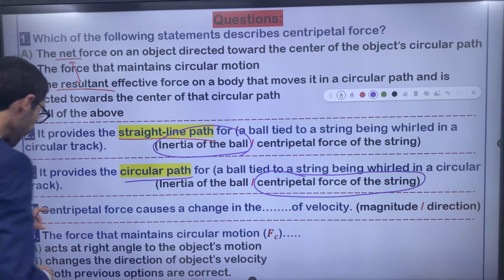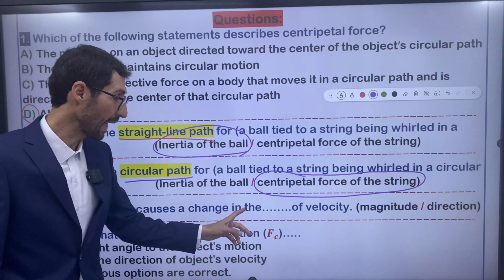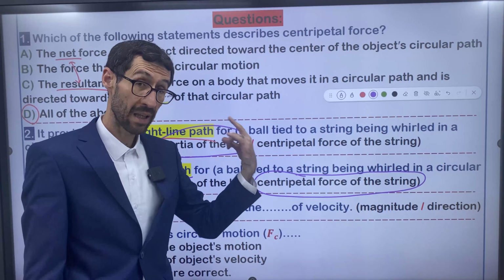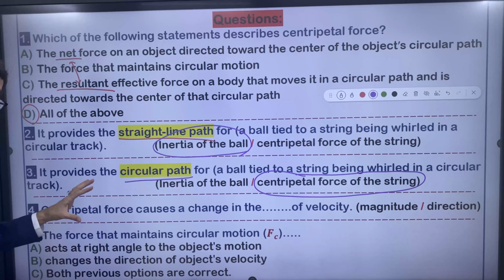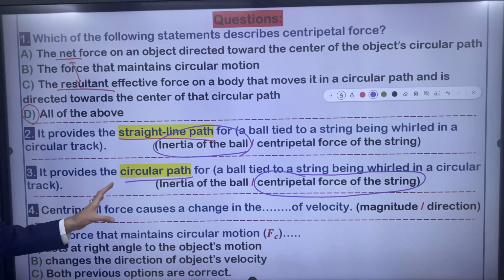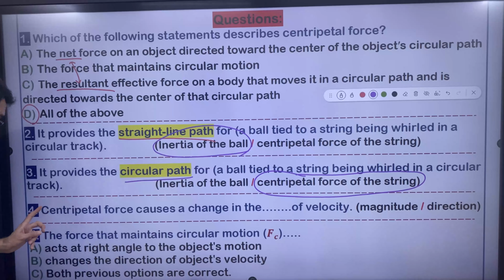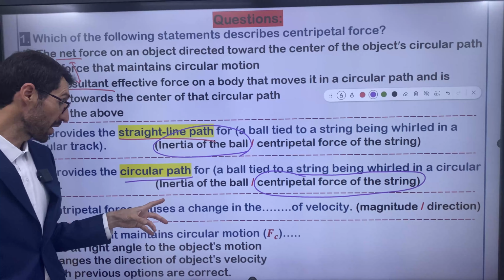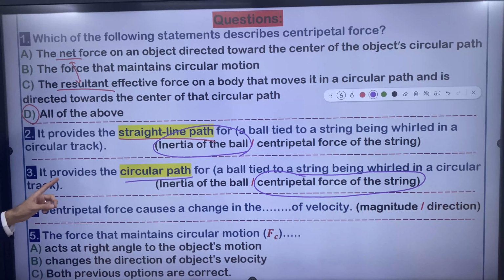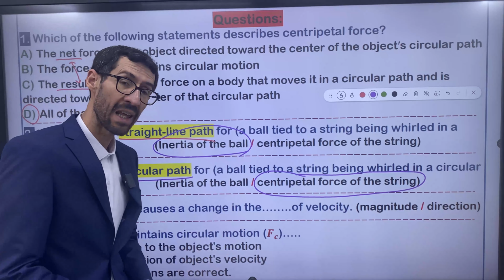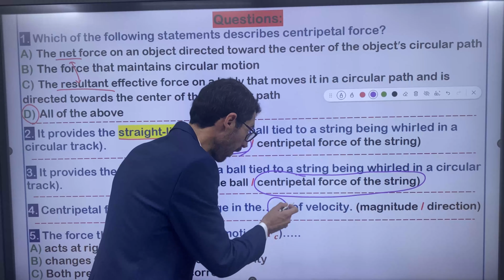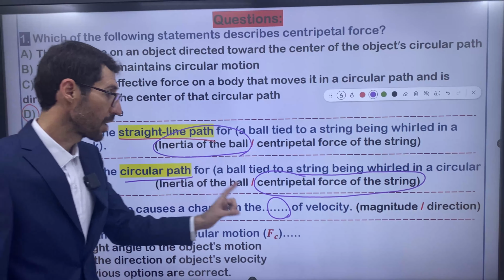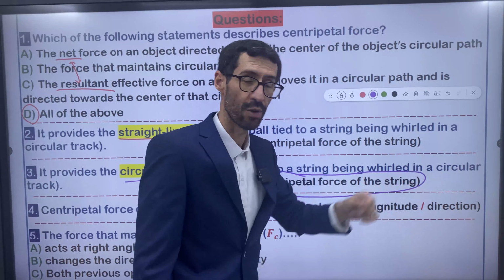Let's move on to question number 4. Centripetal force causes a change in the what? In the direction of velocity. I'm going to focus on this question. Centripetal force is a nice question. We got a lot of information from this question. It says centripetal force causes a change in the what? Is centripetal force in charge of changing the magnitude of velocity or direction of velocity?